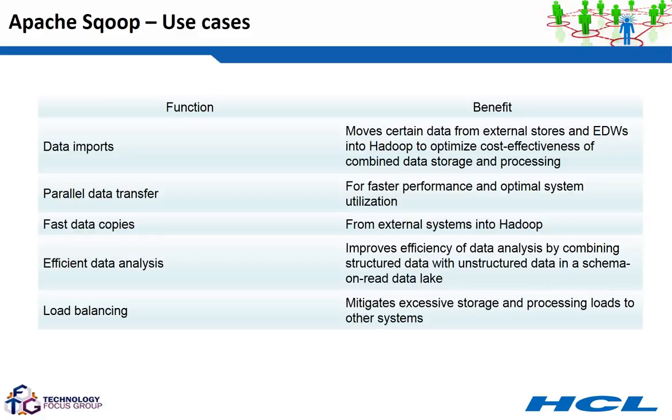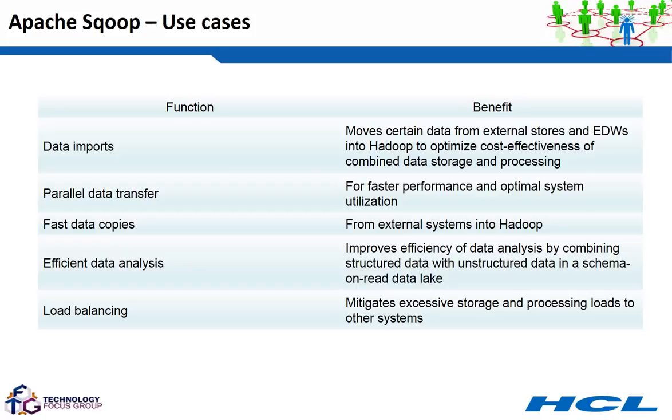What are the use cases or benefits? If you want to do some data imports, move certain data from external stores and your enterprise data warehouses into Hadoop, then Scoop is the best framework to do it. Parallel data transfer, as we discussed: it launches MapReduce jobs to pull the data, so it is parallelizing it. Fast data copies from external systems into Hadoop. Of course it's fast because it's parallel.